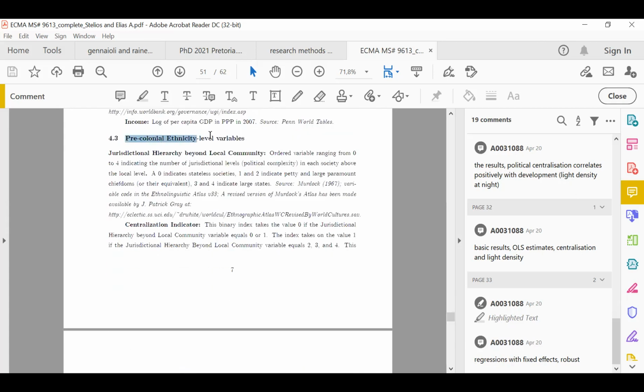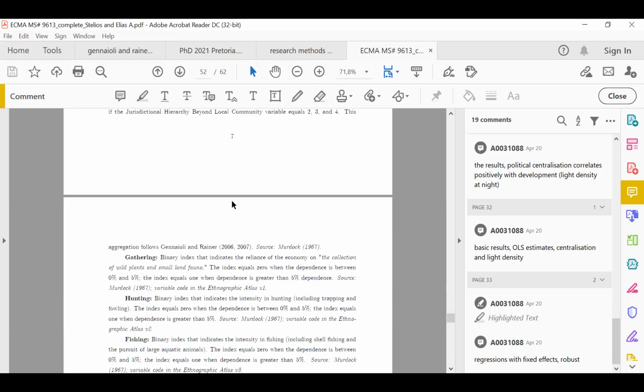Then they also explain the precolonial ethnicity level variables, the jurisdictional hierarchy beyond the local community, the centralization. It's an ordinal variable ranging from 0 to 4, indicating the number of jurisdictional levels or the political complexity in each society. Remember the ethnic boundaries above the local level. A 0 indicates stateless societies, right? Just bands of people. 1 and 2 indicate petty and large paramount chiefdoms. 3 and 4 indicate large states. Okay, and that comes from Murdock, from the Ethnographic Atlas.